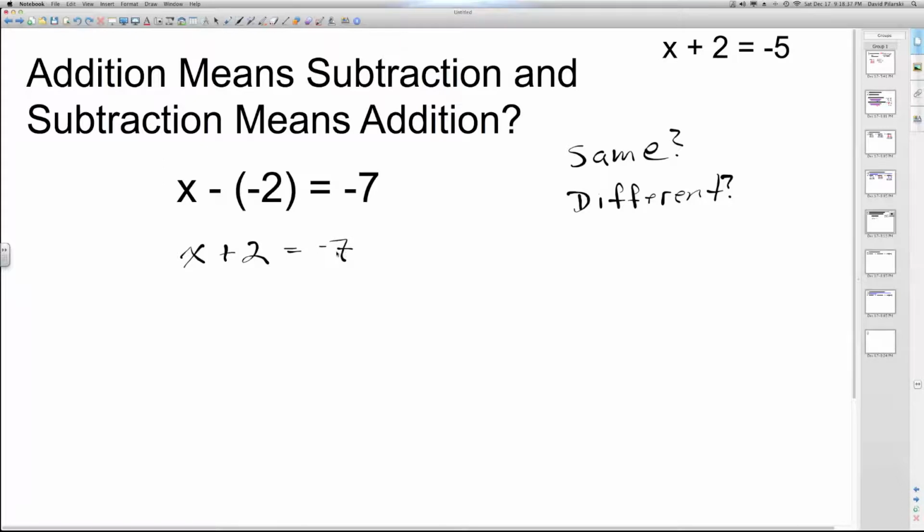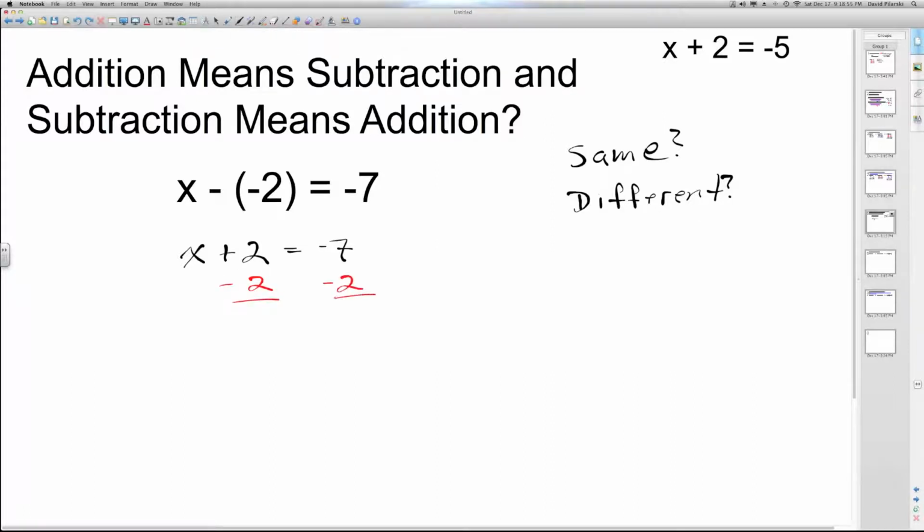And that's because we can define subtraction in terms of addition. Or to subtract a negative number, we add a positive number. Now this becomes a very easy equation to solve, as we saw in the last examples. To solve this equation now, we would subtract 2 from both sides.